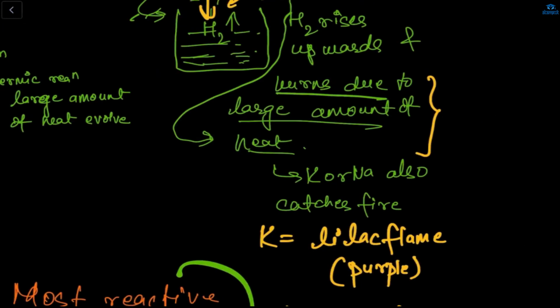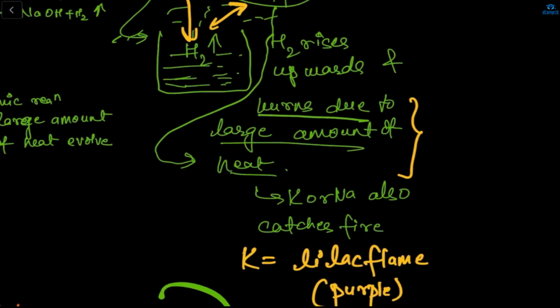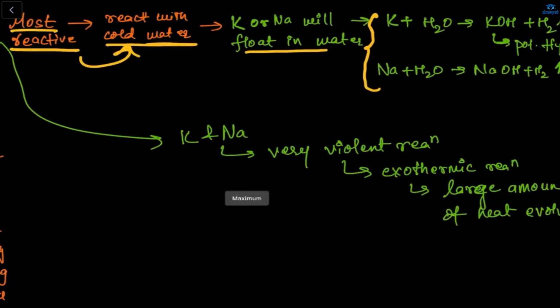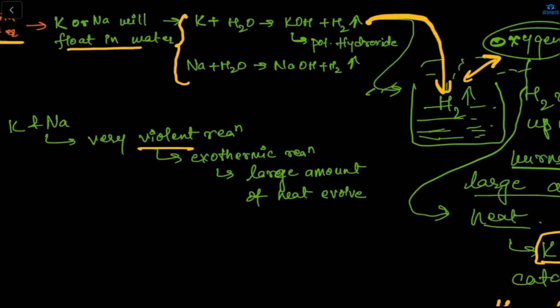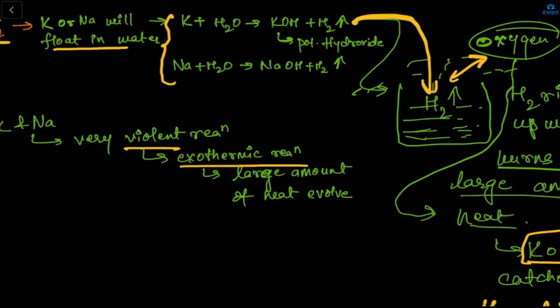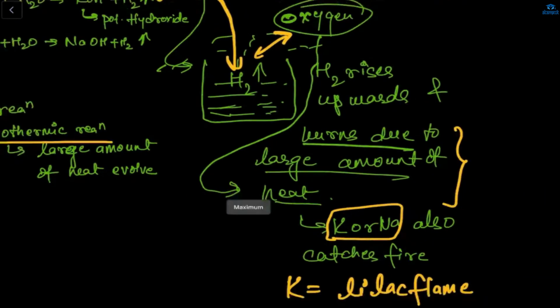So if it burns due to a large amount of heat, then some fire also catches these two. Your potassium and sodium also catch fire because the heat is very much. They are very violent reactions. Very violent means they are exothermic reactions. And what is exothermic? A large amount of heat will evolve. So if a large amount of heat is evolving, obviously your potassium and sodium will also catch fire.